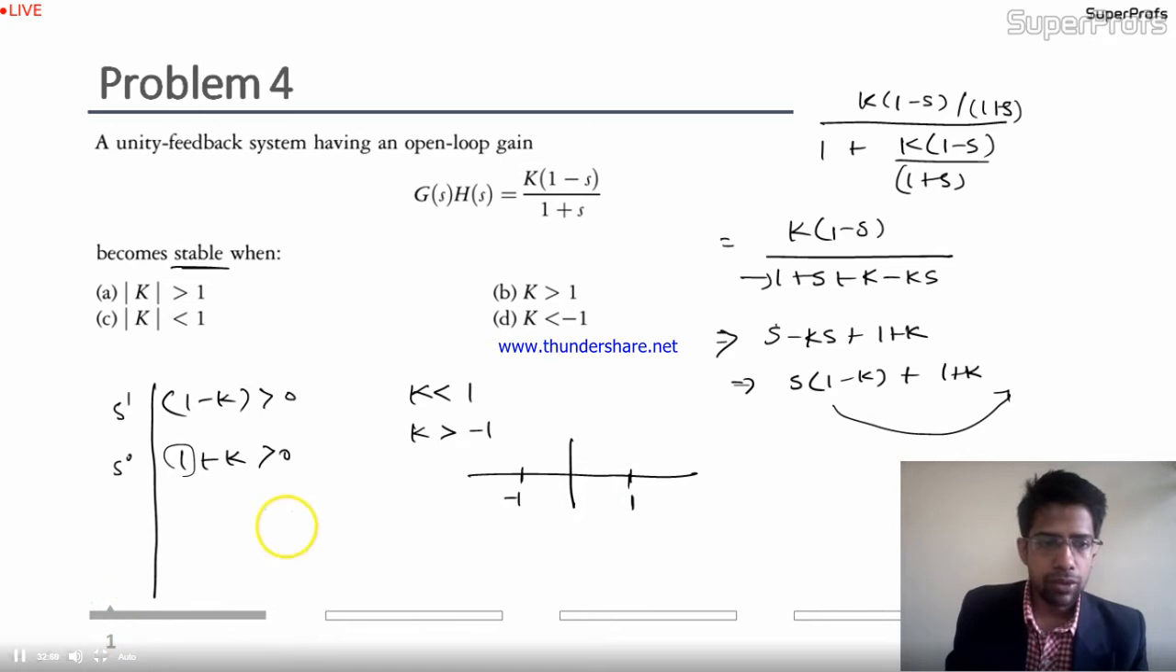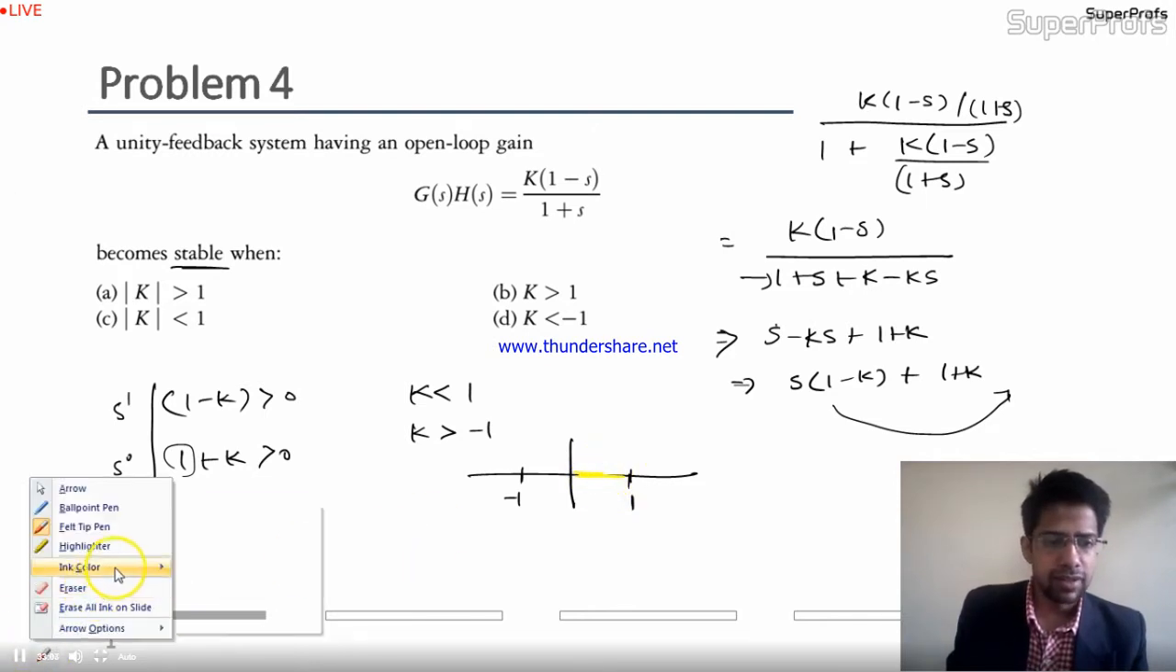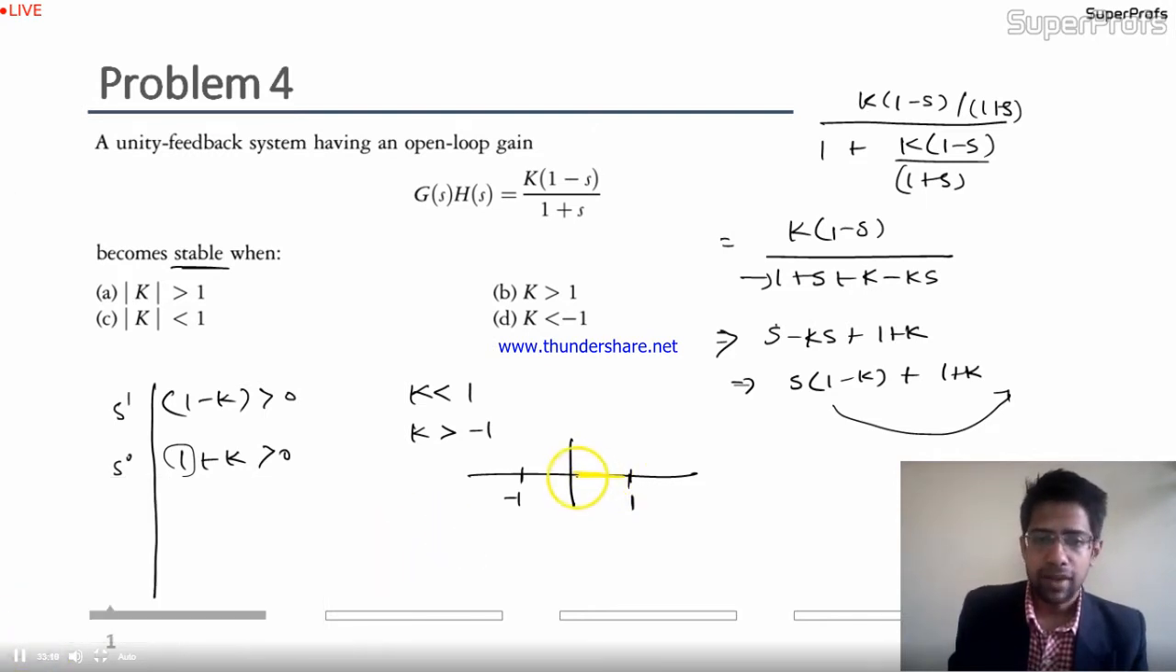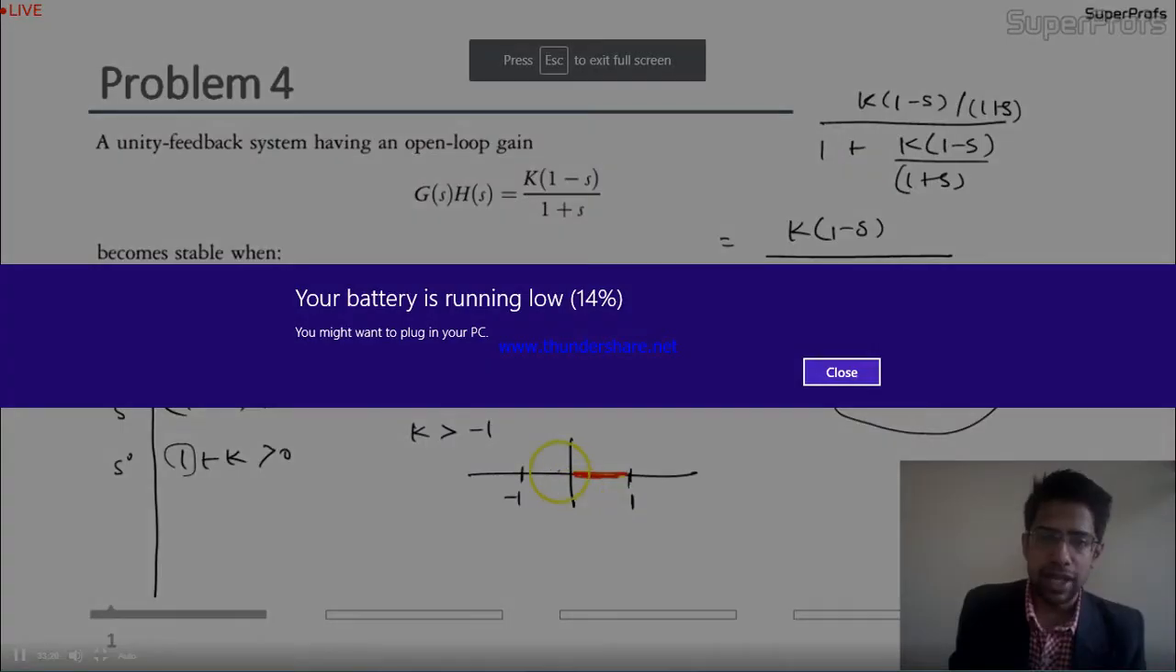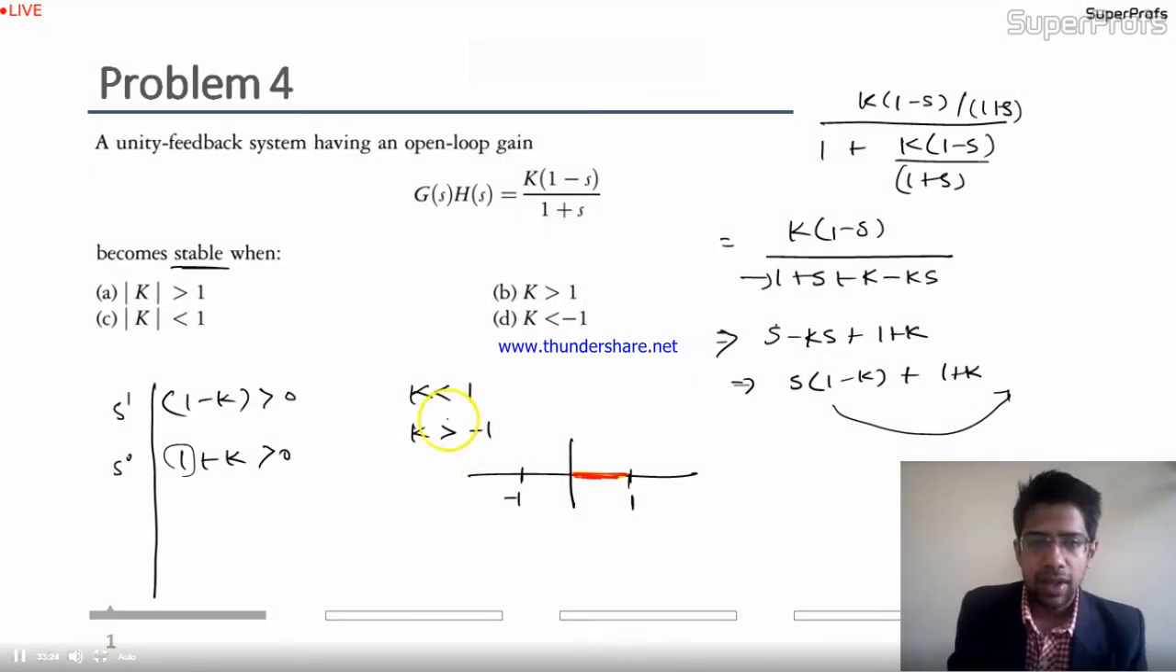I'm not sure if you are going to see this, but these are the values. I'm sorry, let me use red color, which is easy for the eye. So this is the red part, which are the values of K which are less than 1. So this actually extends towards minus infinity, but at the same time you have your values to be greater than minus 1 also.